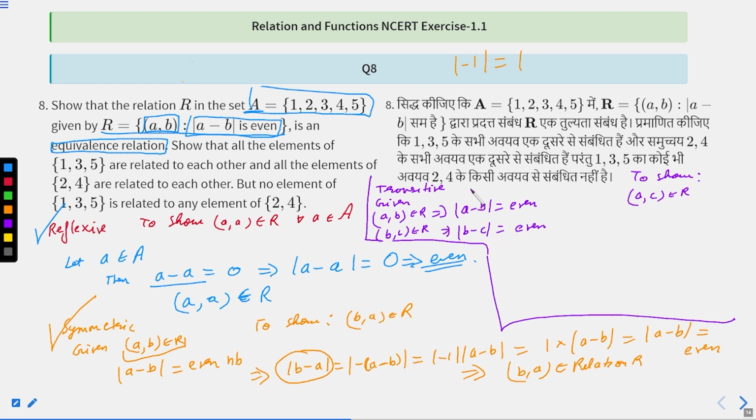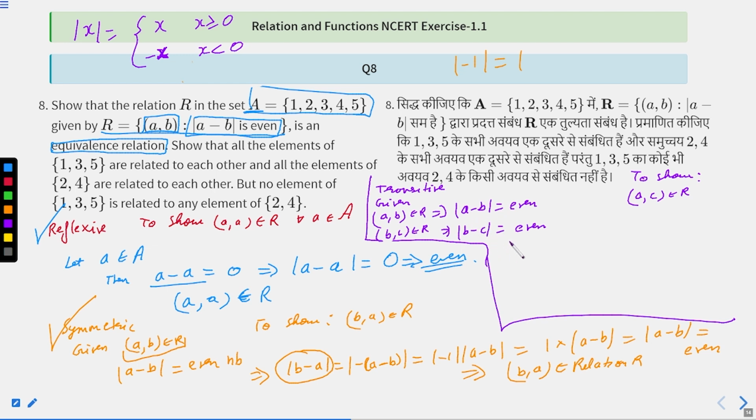Now, as you can see, this is quite easy. When you open the modulus of a - b, if you recall, |x| means x if x is positive, and -x if x is negative. So you can break it into two parts like this. I hope this is very clear to you.